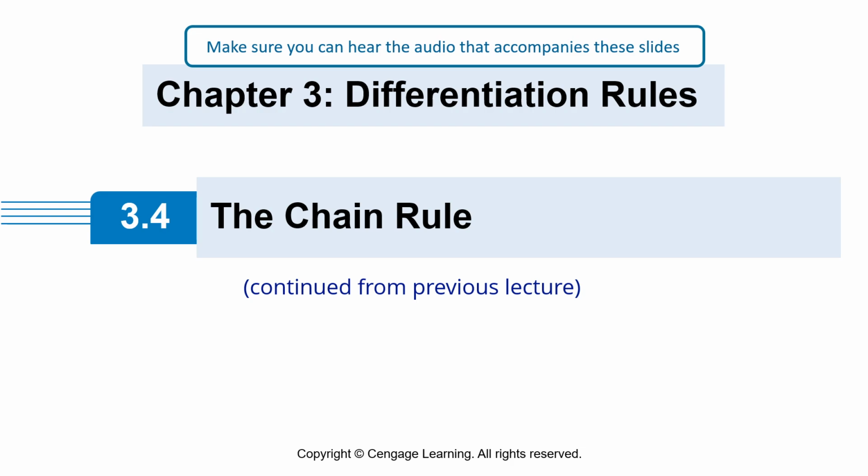We started section 3.4 last lecture on the chain rule, and this rule tells us how to take the derivative of composite functions. And we did a couple of examples, but we're going to do a lot more practice with the chain rule now and finish this section.